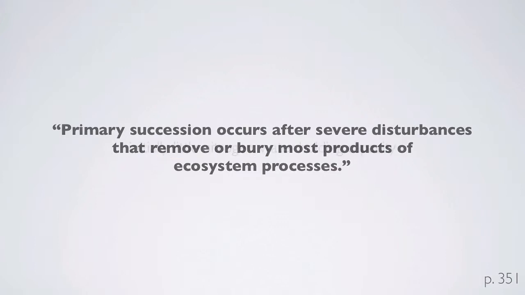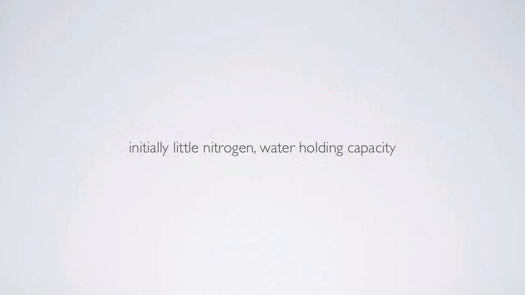erosion. When we think about primary succession, the initial state of the ecosystem, there tends to be very little nitrogen in that system because nitrogen is not rock derived, it's biotically derived. Water holding capacity also is often low since it's dependent on soil organic matter.